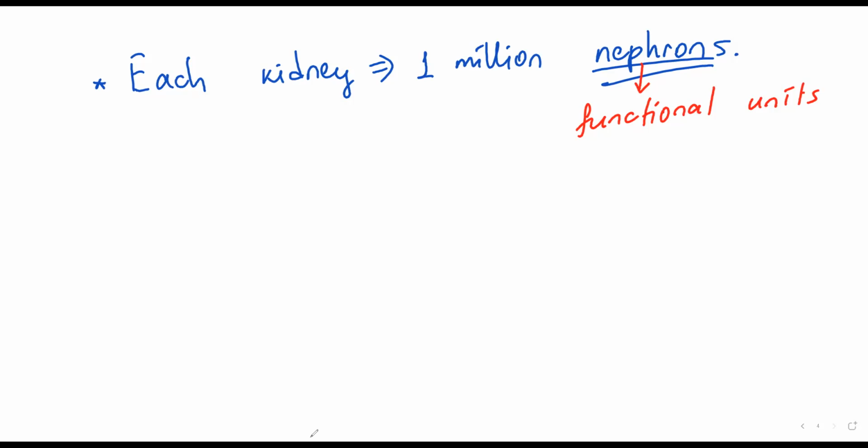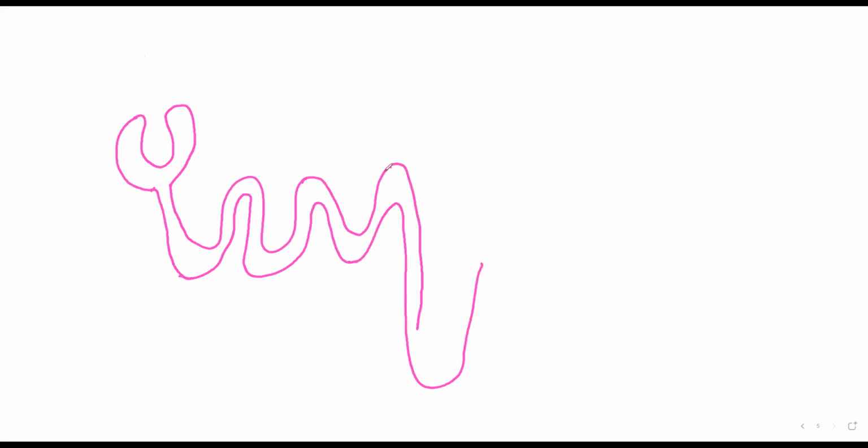Now I will draw one example. Every nephron looks like this one. They have this type of part. I'm drawing a general picture, okay? You will see a better picture. This is the general diagram, like this one, guys.